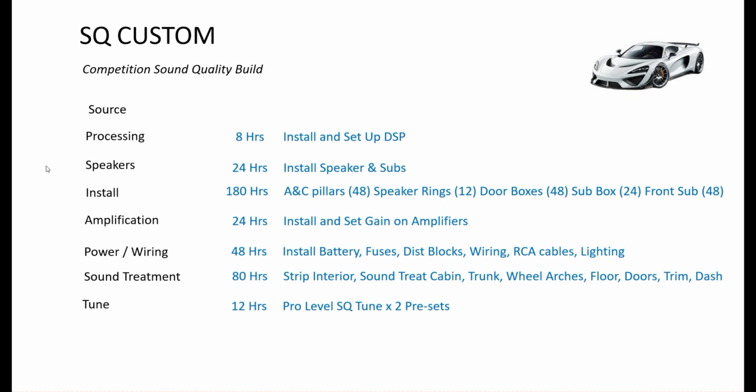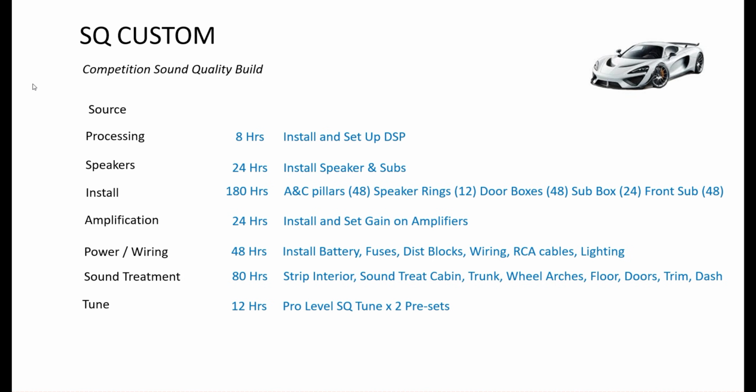Now, how long would this take to build? Well, once again, just my estimates. 8 hours to set up the DSP, 24 hours to install all the speakers and subs, another few days to set up the amplifiers and everything and set the gains.